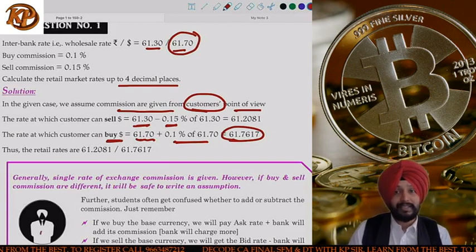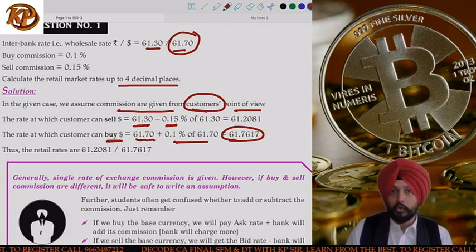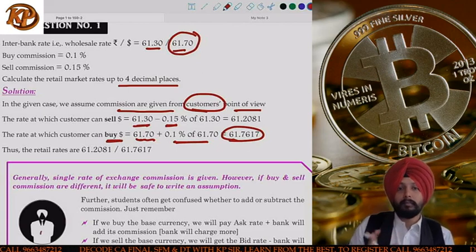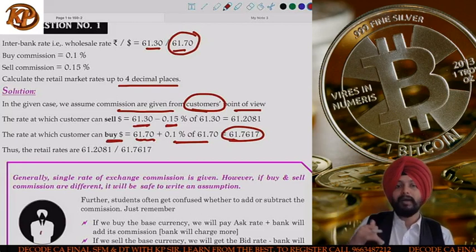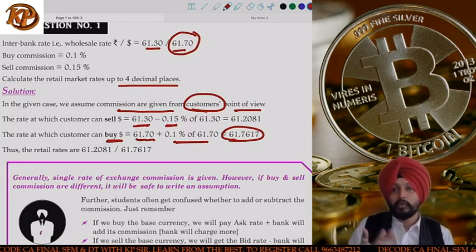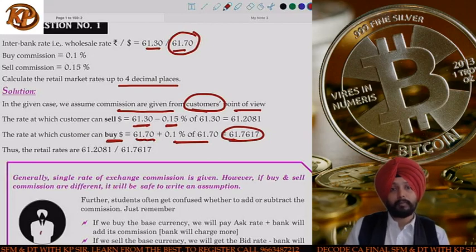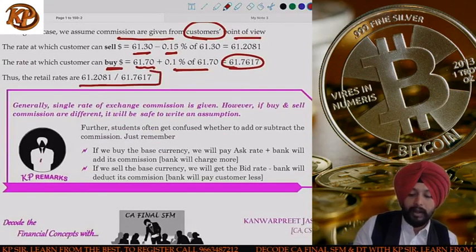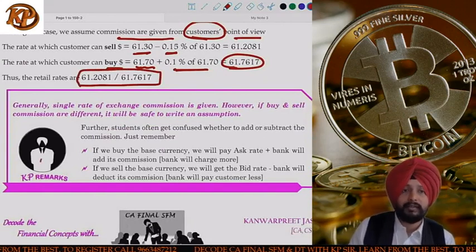Students make mistakes in this, guys. They have a tendency to always add commission. You can't add commission when you are getting something from the bank. So remember it, it's very simple. When you buy, ask rate will apply and commission is added. When you sell, bid rate will apply and commission is subtracted from that. Please remember that. Like this we calculated the bid and ask rate in retail market. I hope this is clear.